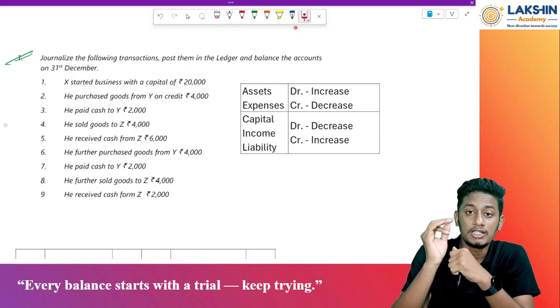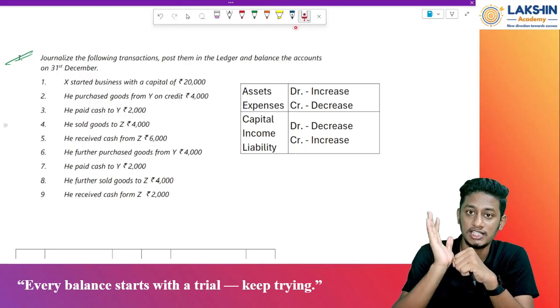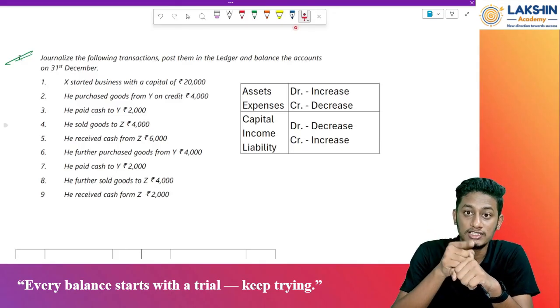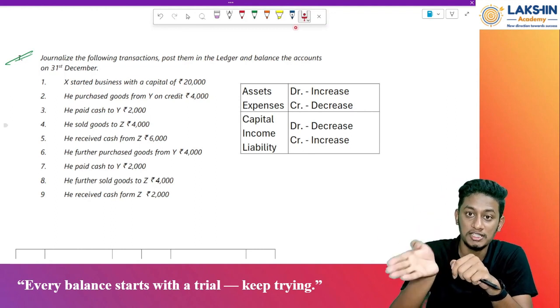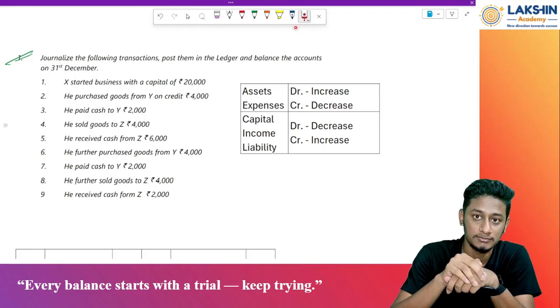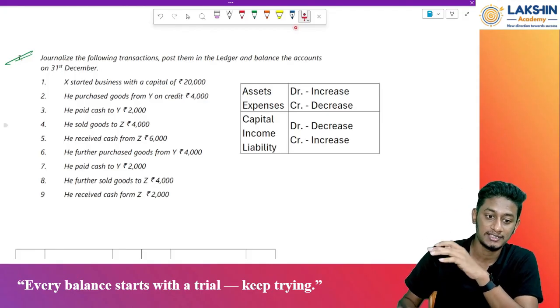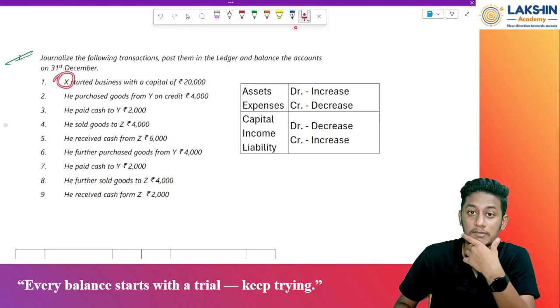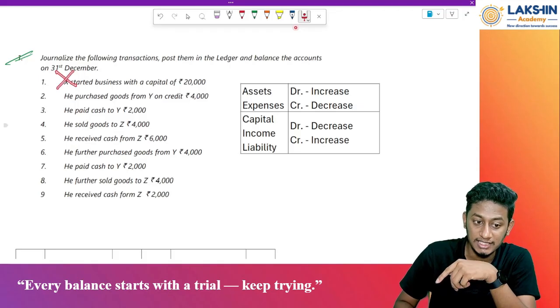No. Why? Because in the books of accounts, never ever do we take the owner's name. Instead of the owner's name, what do we show? We show the capital account. Capital account is basically the amount that is put in by the owners of the business in the business. Agree? So because of this, we never show the owner's name. X has started the business. That means X is the owner or the proprietor of the business, right? So that's why X account won't be opened.